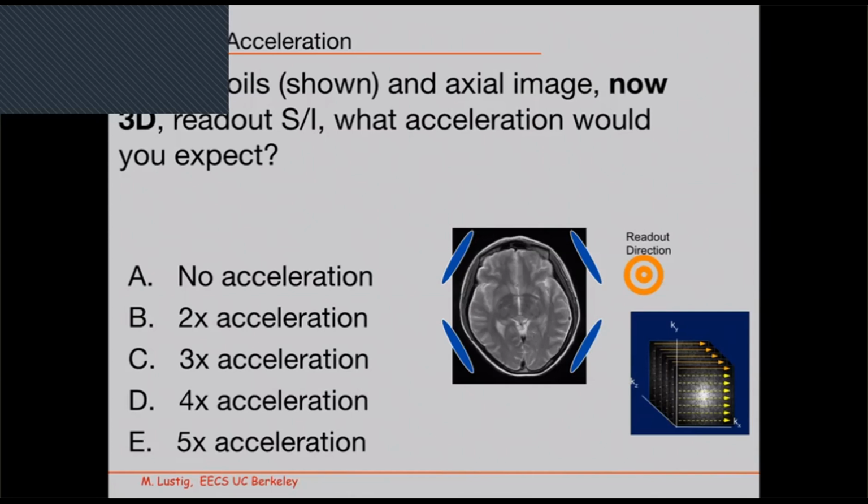So effectively, I can think of sampling now as points, because the other direction is fully sampled. And so now I can undersample in 2 directions. I can undersample in this, or I can undersample in this. And the question is, what acceleration would you expect in this case?